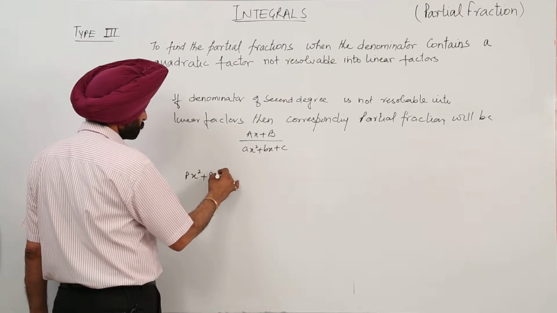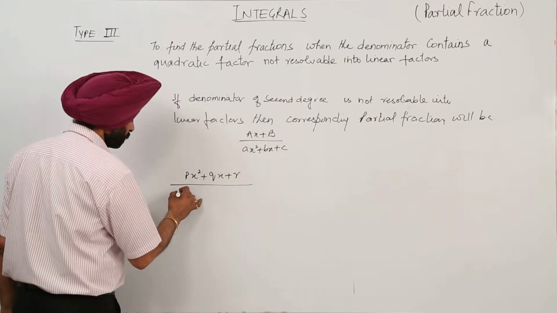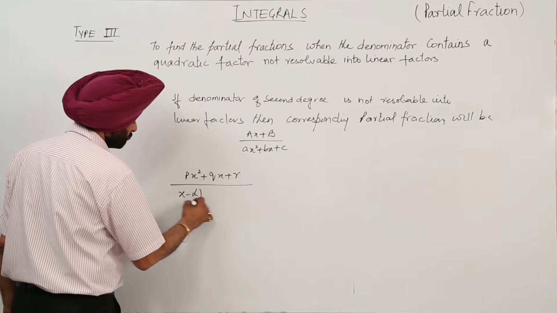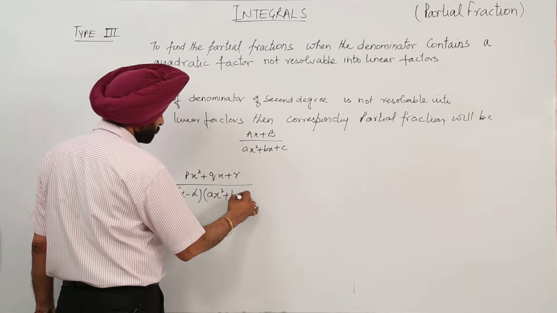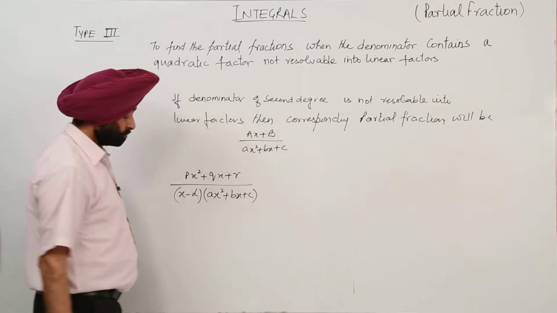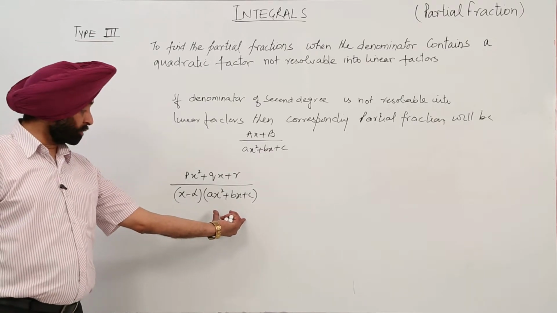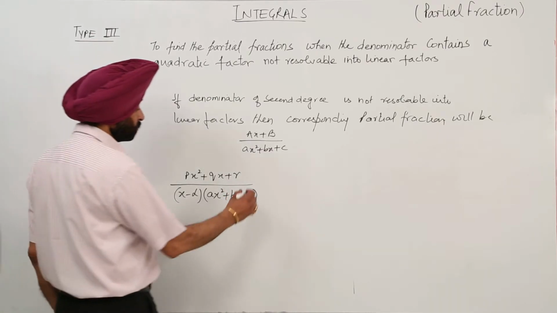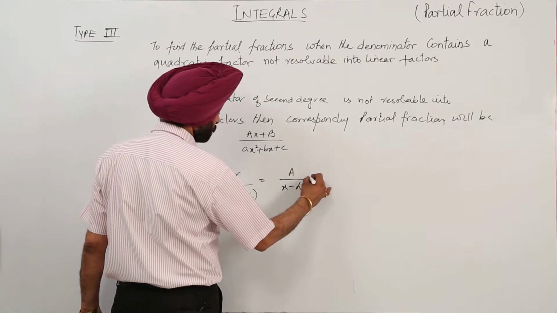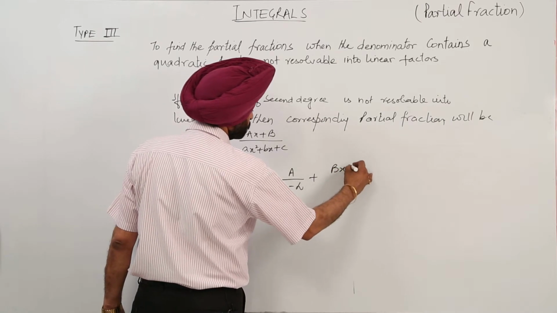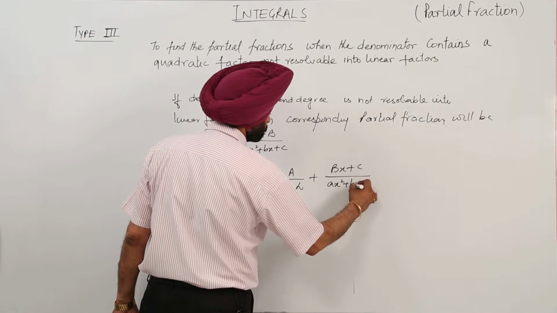Now suppose we are having (px² + qx + r) upon (x − α)(ax² + bx + c), and ax² + bx + c cannot be factorized. So then what we are writing? We will be writing A upon (x − α) plus (Bx + C) upon (ax² + bx + c).